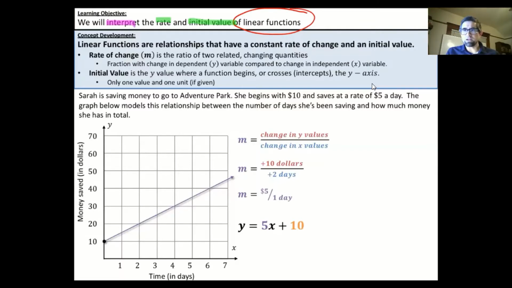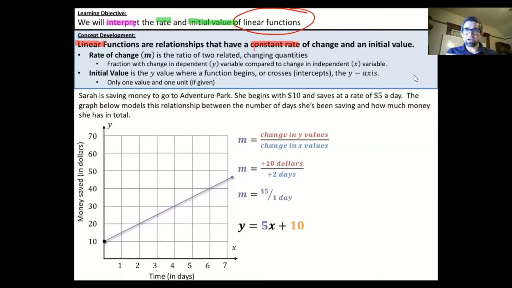Okay, so let's look at our concepts. Our overall concept is linear functions, and linear functions are relationships that have a constant rate of change and an initial value. Now, this word right here, linear, has line as part of it, and what makes a linear function linear is that it has a constant rate. So when we look at this example here, I see that I have a straight line, and that straight line has a constant rate, which I'll talk about more in a second. But that's what makes a linear function. Whenever I have a straight line that's not vertical, it's going to be a linear function.